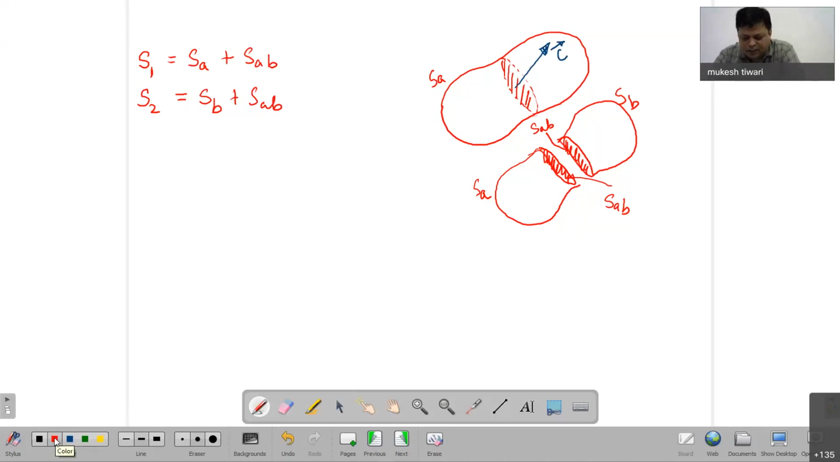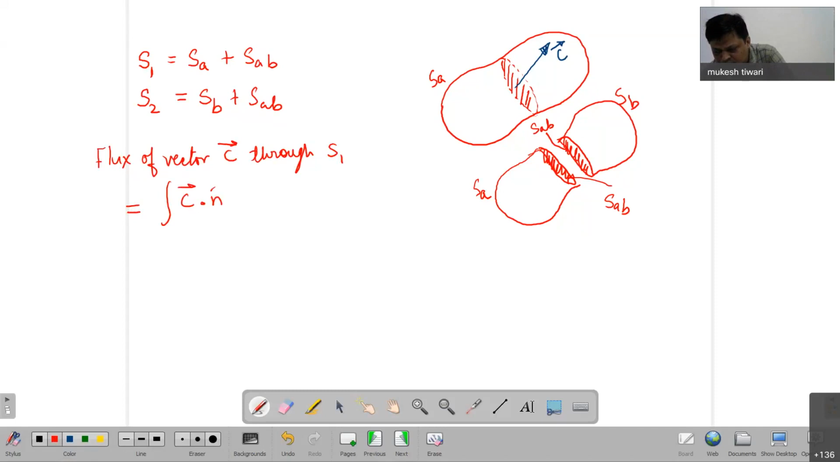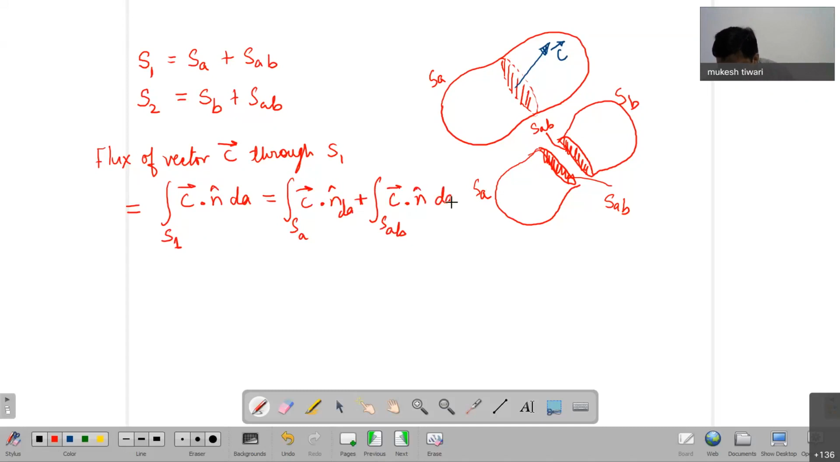So now if we ask the question, what is the flux of the vector field C through the surface S1? So we just figured out a way to calculate it. What we want to do is we want to calculate the surface integral over this closed surface S1. We have broken it into two parts, and we can write this integral as a sum over both the parts, dA, where I'll come to the normal component in a moment.